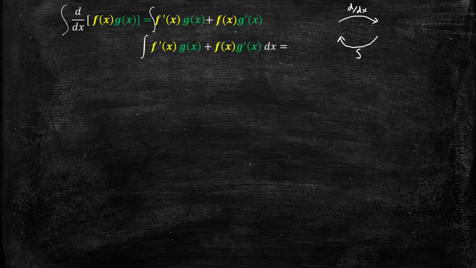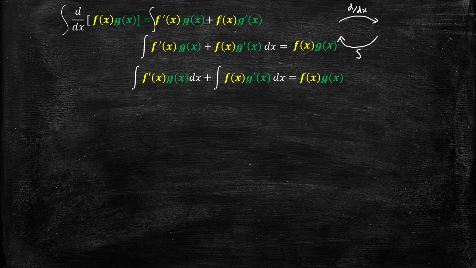So the right-hand side will be the integral of that expression, which should just get us straight back to the product fg. Now we're going to apply a property of integrals, which states that the integral of the sum of two functions is the sum of the integrals, so we can rewrite that integral as a sum. And then we're going to isolate this here. I'll explain why in a moment.